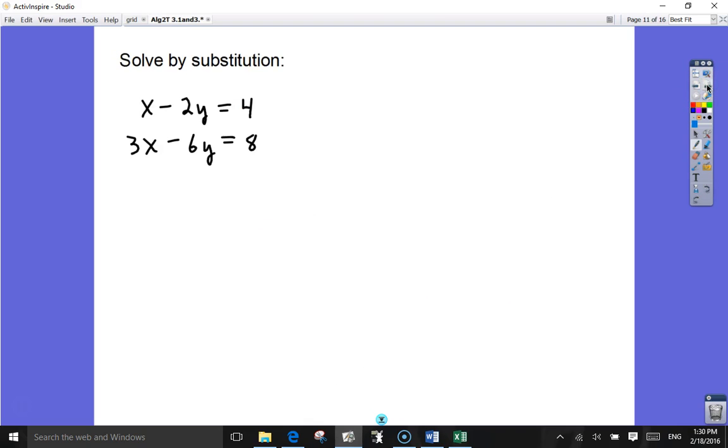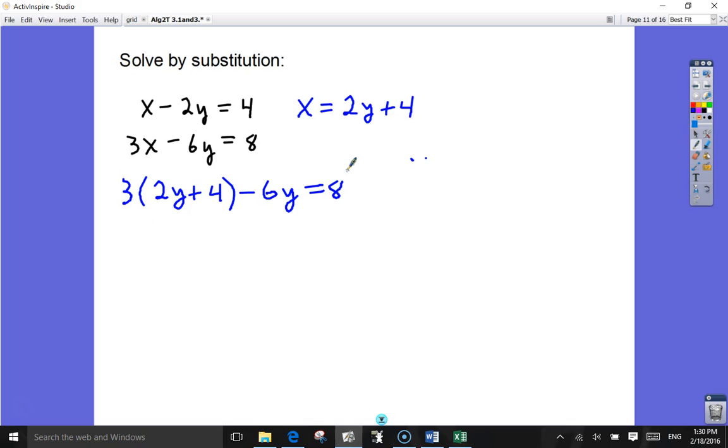Okay, now I'm going to solve this one by substitution. Which equation am I going to solve for which variable? Probably the first one, right? So x equals 2y plus 4. Now I'm going to substitute into the other equation for x. 3 times 2y plus 4 minus 6y equals 8. 6y plus 12 minus 6y equals 8.